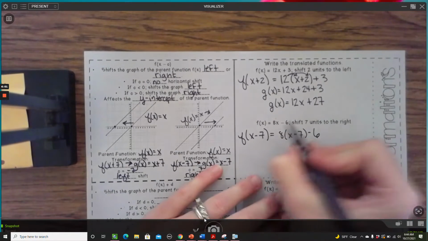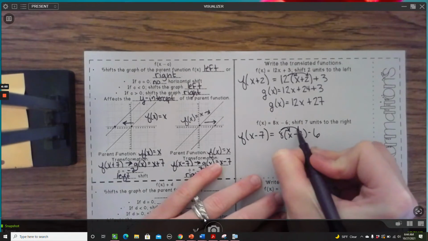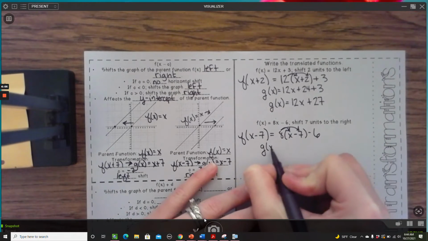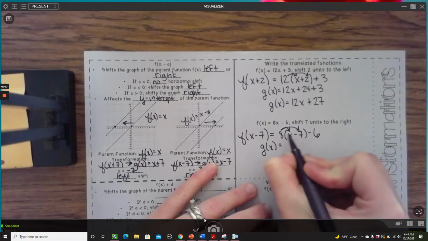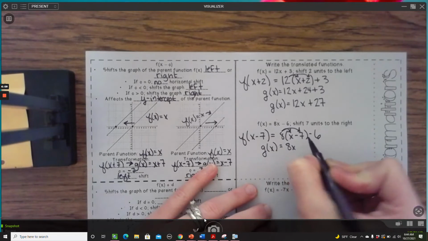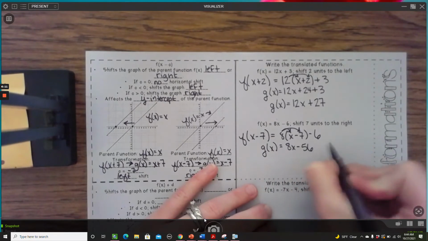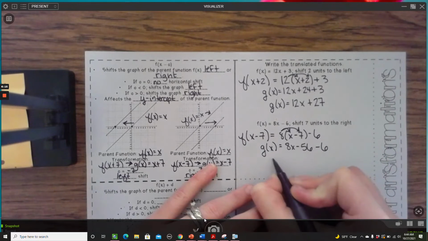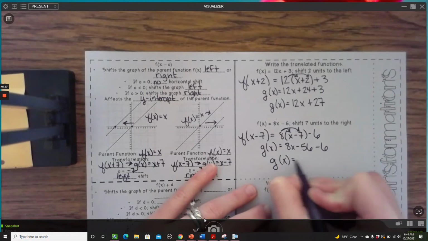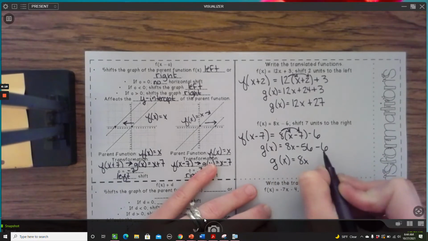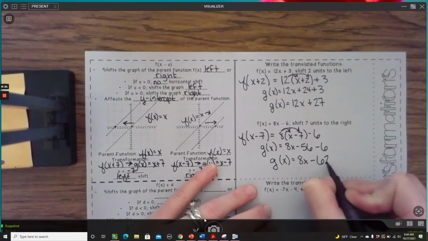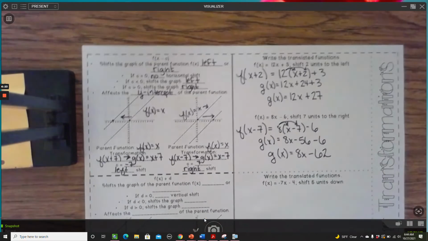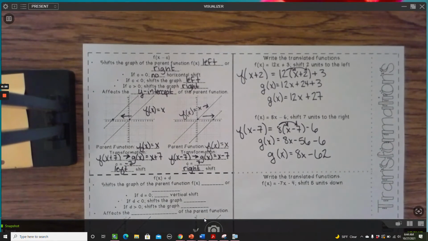And then I can simplify. So my new function name is going to be g of x. 8 times x is 8x. 8 times a negative 7 is a negative 56. And then this minus 6 at the end. Combine those like terms. Negative 56 minus 6 is minus 62. Okay, so those are transformations of functions.